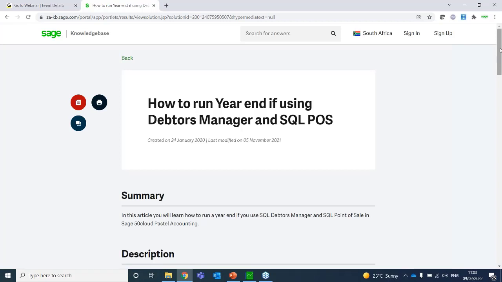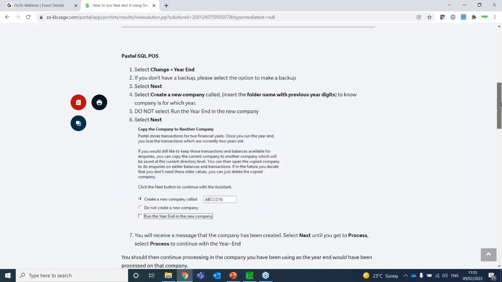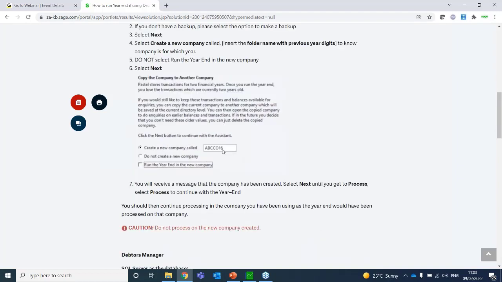So if you have SQL, while you're welcome to create a new company, you cannot run the year end in the new company. The year end has to be run in the currently open company, guys. So it has to be run in the original company. Otherwise, you are going to break your SQL link and you're going to have no history and there's going to be untold issues. And guys, the only solution is restore your year-end backup and run the year-end correctly.